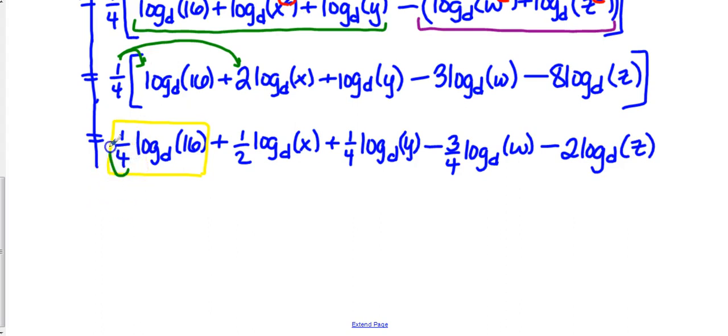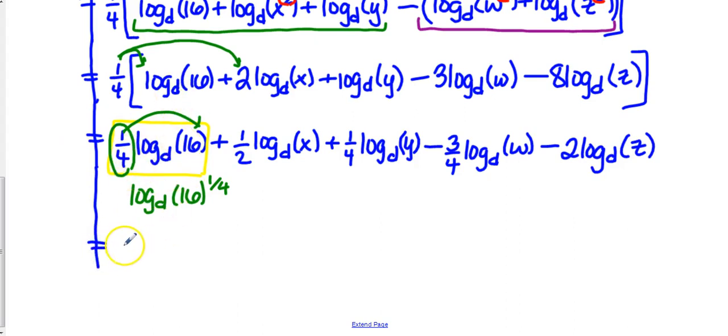So if I actually use my power property, this becomes log base d of 16 to the 1/4. And I know that 16 to the 1/4 is 2. That comes from my chart knowledge. The 4th root of 16 is 2. So technically, this piece I could take one more step, and the final answer will be log base d of 2, and then the rest of this is the same. So I'm just going to bring it all down.